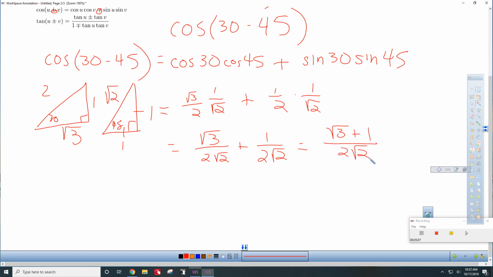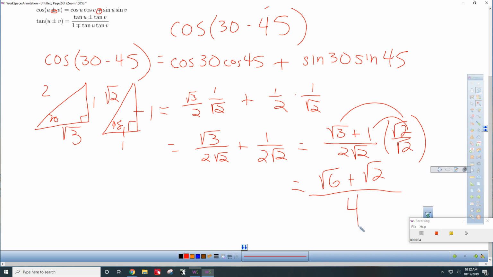Now, your Math Excel is not going to let you write a radical 2 on the bottom, so I have to rationalize this. On the top, radical 2 times radical 3 is radical 6. Radical 2 times 1 is radical 2. That is not radical 8. On the bottom, you get 2 times radical 2 times radical 2, which is 2 times 2, and you just get 4. That is your exact answer, okay?